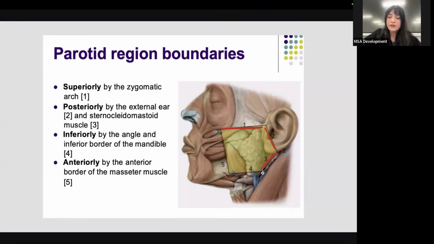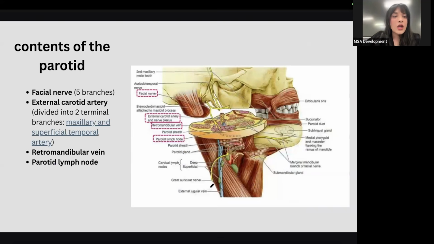Inferiorly, you have the angle and inferior border of the mandible, and then anteriorly, number five, is the anterior border of the masseter muscle. So you see this is the masseter muscle, and this is the anterior border. So superiorly, the zygomatic arch, posteriorly, the external ear and the sternocleidomastoid. Inferior is the angle and the inferior border of the mandible, and anterior is the anterior border of the masseter muscle.